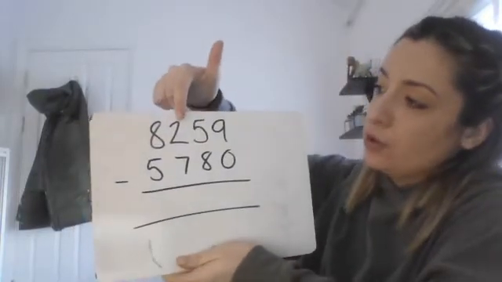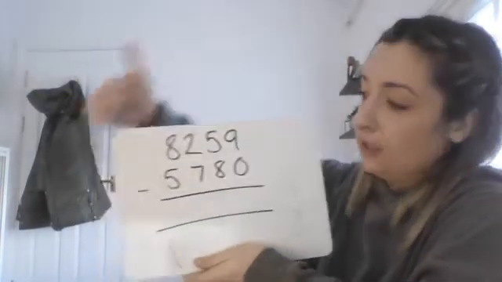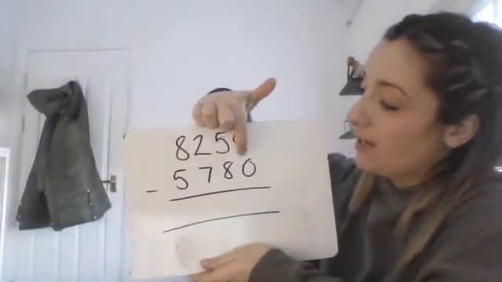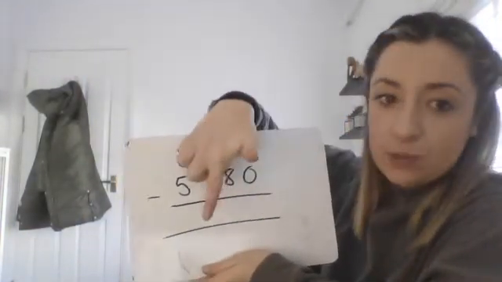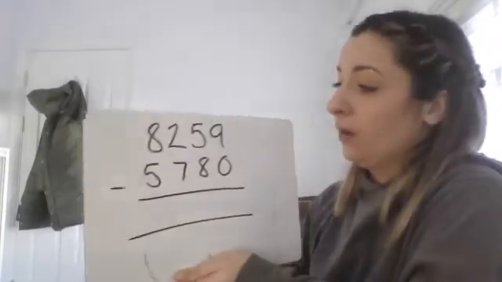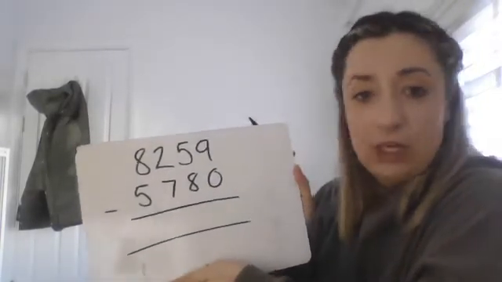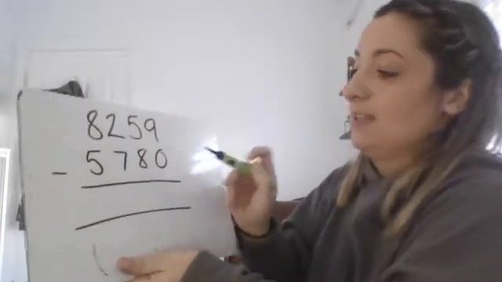We've got 8,259. We are subtracting 5,780. And I've got my equal sign there ready. So I'm going to start off with 9 subtract 0. I'm taking nothing away from 9, so it stays as 9.